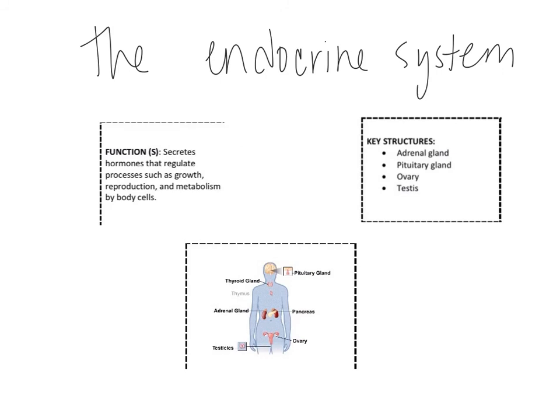Next up is your endocrine system, and it's our last one. Endocrine system, its function is to secrete hormones that regulate processes such as growth, reproduction, metabolism, and your body cells. So when you look at these, a lot of these are glands, and they're going to secrete hormones, which are just chemicals inside of your body. They tell parts of your body what to do. So your key structures are your adrenal gland and your pituitary gland. Those are big ones. But then your reproductive, the ovaries or the testes, also produce hormones as well. So they are all part of your endocrine system. Those are all your systems.